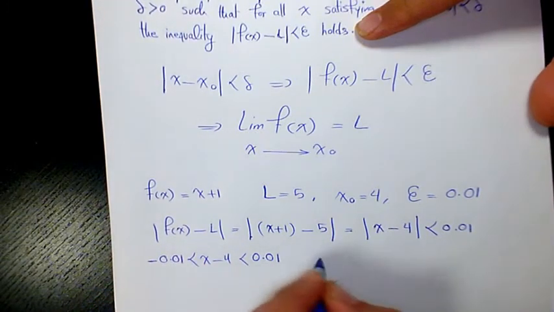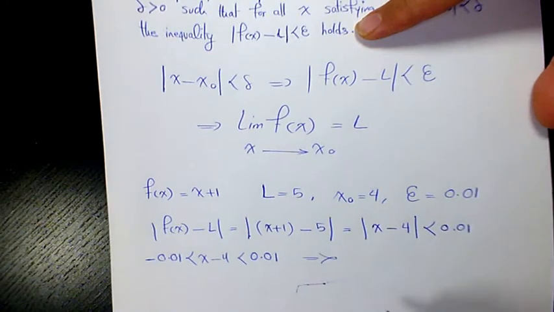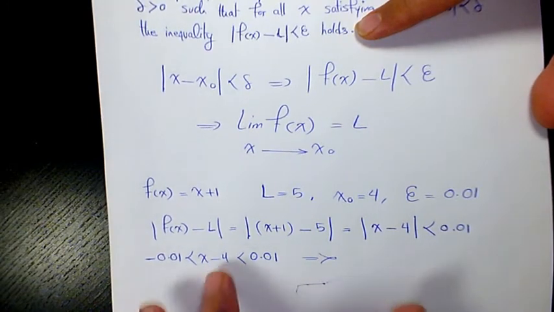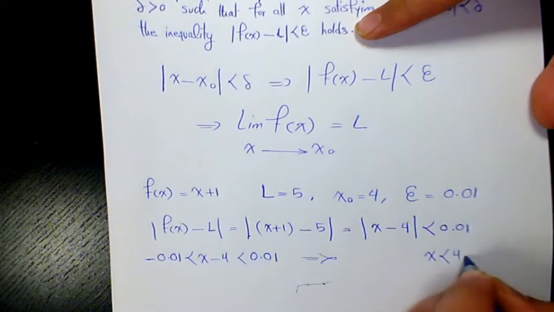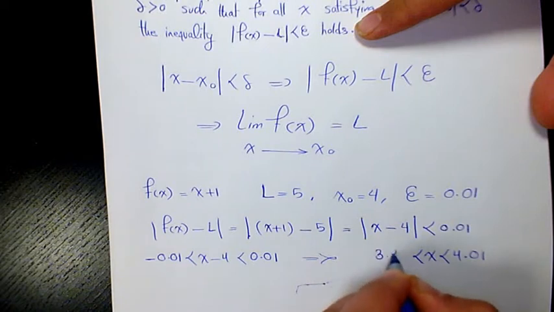which means that x minus 4 has to be less than 0.01 and has to be greater than negative 0.01. And when we want to isolate x, we need to add 4 to each of them. So it's going to be 4.01 here, and here we have 3.99.